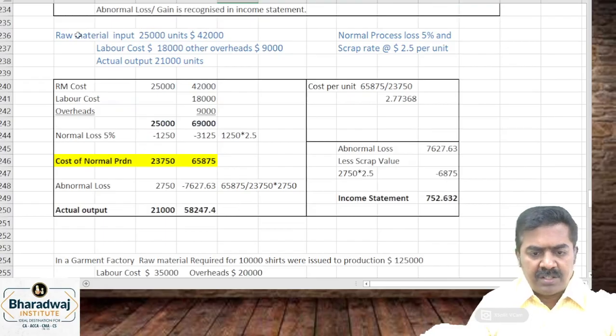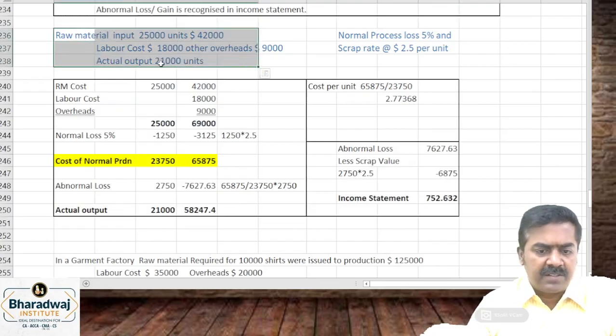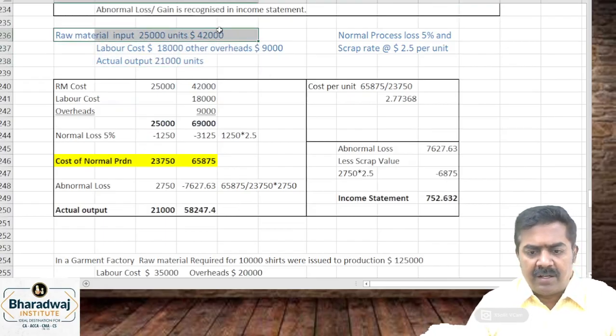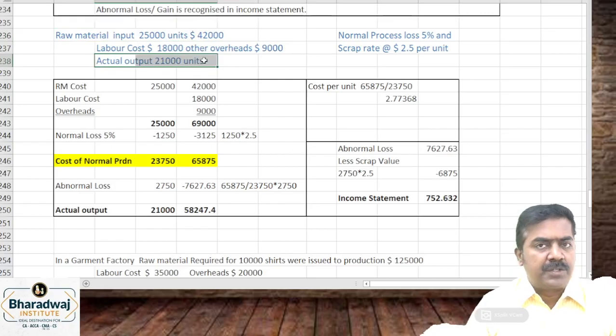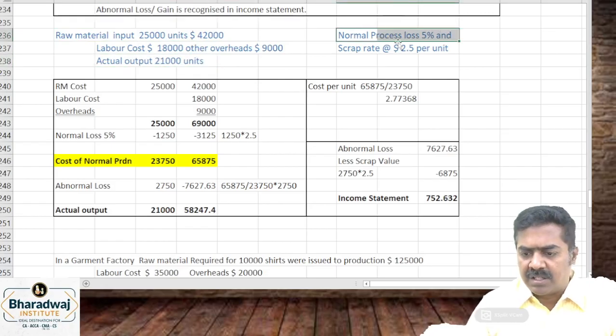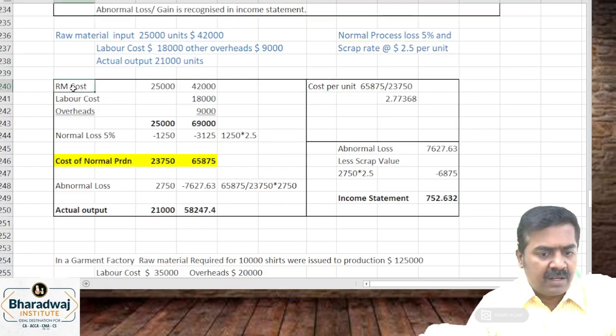Look at this question. This we have done as an additional question for practice. Clear? Raw material input is 25,000 for $42,000. Labor cost and overheads is given. Actual output is 21,000 units. Normal loss is 5%. Scrap rate is 2.5. This also we have done in the last class.